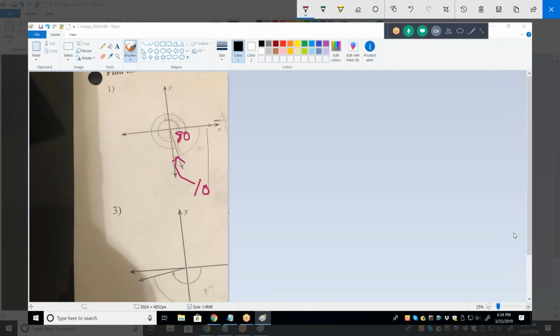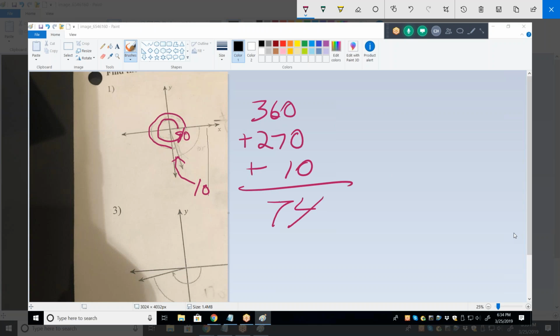Okay, now let's start from the beginning. That's 360. Mm-hmm. There's another 270. So we got 360 plus 270 plus 10. Yep. 740. Did they want it in degrees? I presume they did, since they gave you the 80 in degrees. Yeah, they did. Okay.